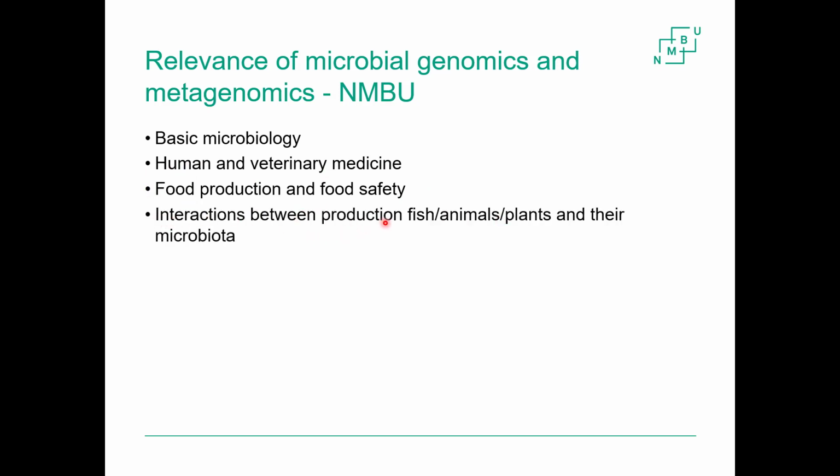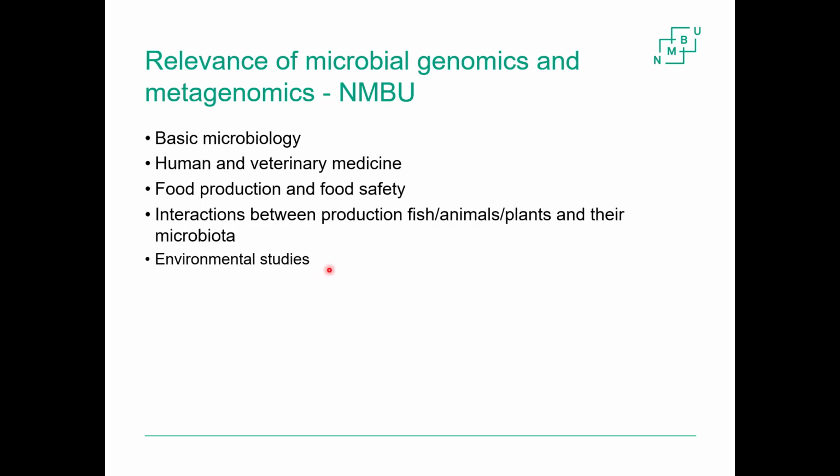Of course, the interactions between production fish, animals, or plants and their microbiota. That's also quite a lot of research on that. And at NMBU, traditionally, the production animals or plants or fishes have always been important here. And genetics and genomics for these organisms is also really important. But the interplay between their genetics and their microbes has been much more focused on in recent years.